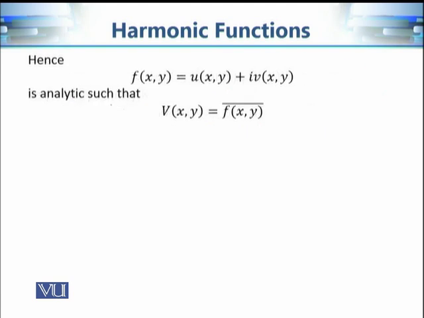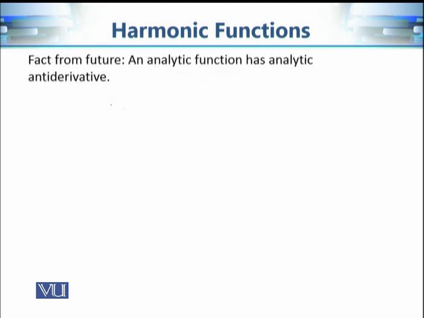Now if this function is analytic, and we also have the following relationship, v of xy is equal to the conjugate of f of xy. Now we want to find a function phi of xy such that the gradient of that phi is equal to v of xy. In other words, we want to find the potential of this velocity vector field.